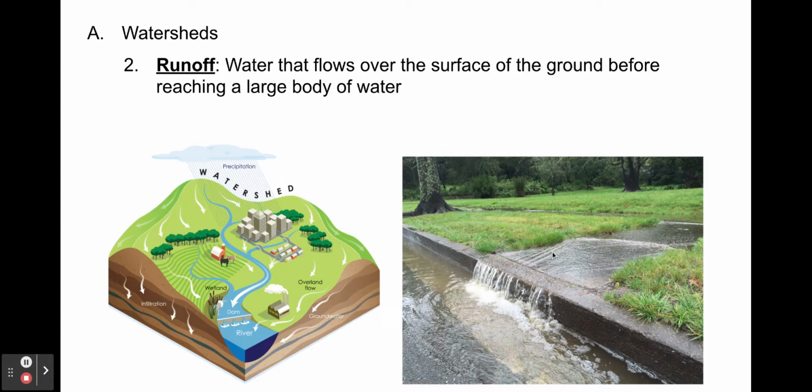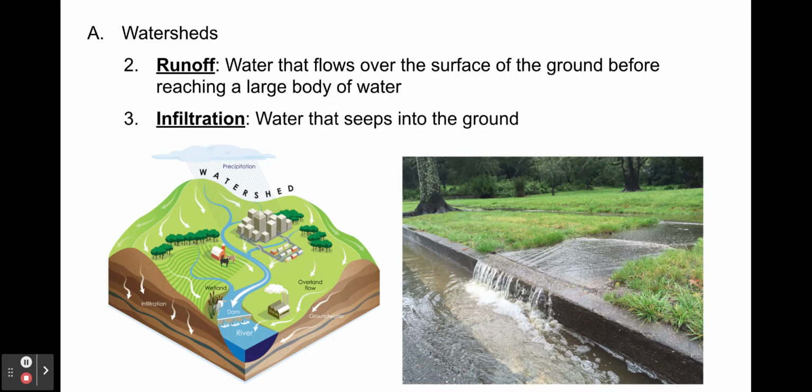You can see runoff in this picture flowing over the asphalt. It can't sink into the asphalt, so it just flows over the surface. And we know that this is going to drain into a storm drain and then into a creek and then into a river, etc. There's another place for the water to go. It can sink in. Detail 3, infiltration.